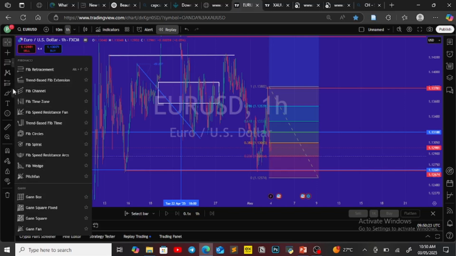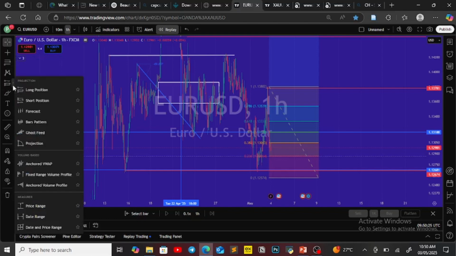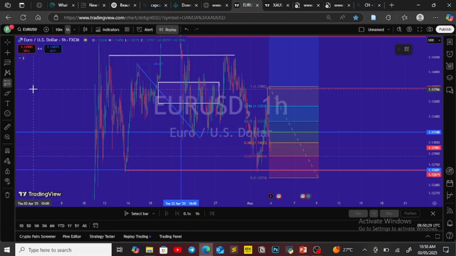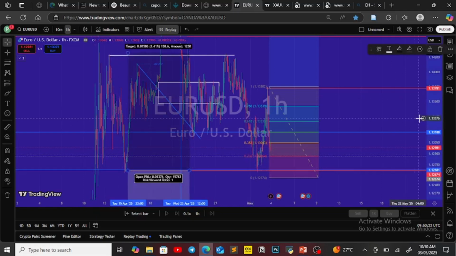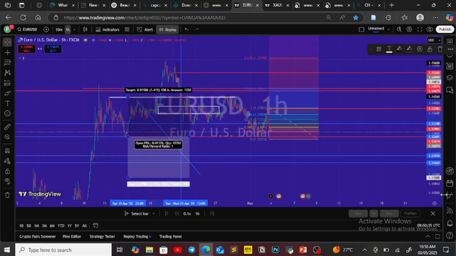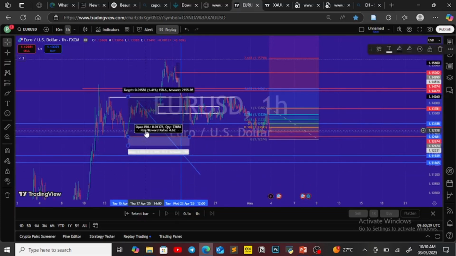So let's move to another one. This one is what you refer to as the long position. That is trying to indicate what you mean by long position. For instance, I want to take a long trade here. That is, I want to buy here. So this represents that when the market gets to this particular level, you start the trade and go up, and this is showing that I'm buying the market.